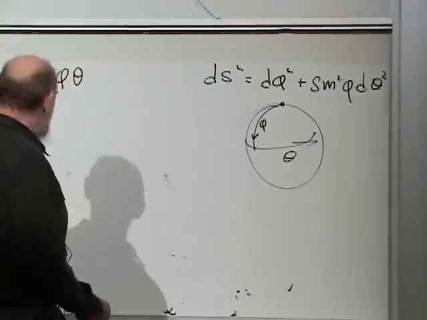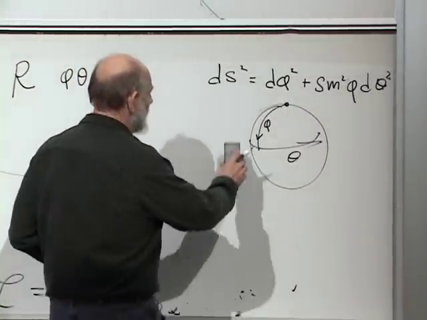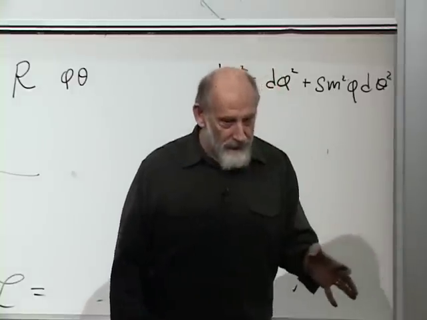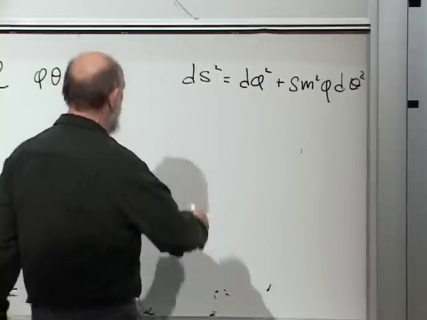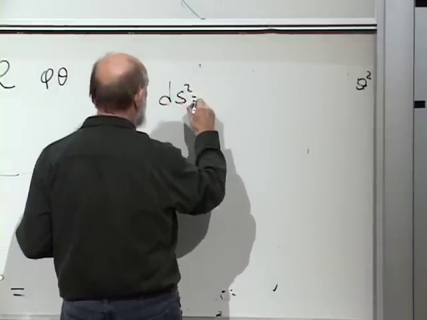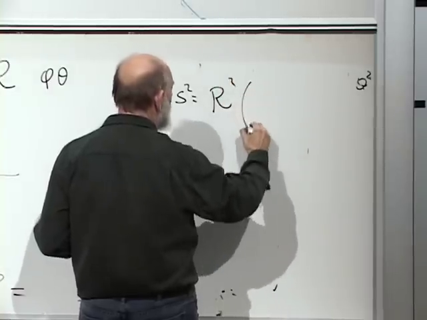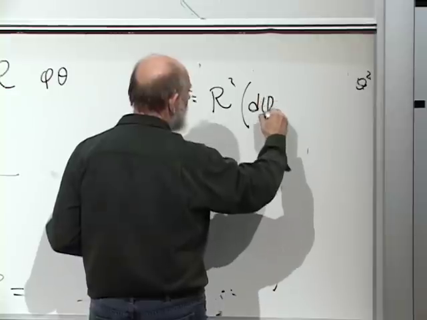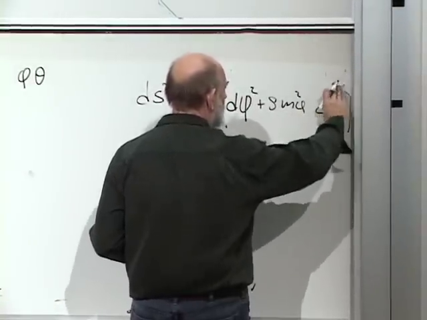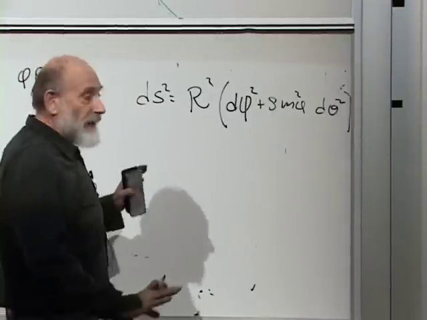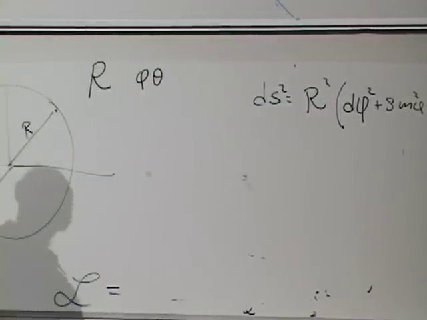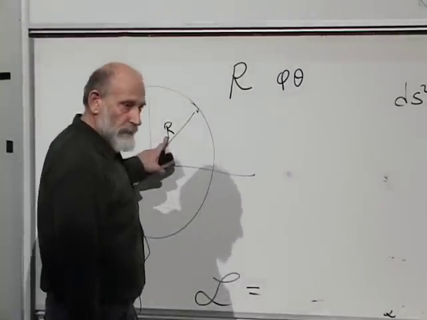Now, supposing the sphere has radius r, what do we do with it? We just multiply it by r squared. Every squared length is r squared times bigger than it would be on the unit sphere. So it just becomes r squared times d phi squared plus sine of phi squared d theta squared. Did I get it wrong again? Not yet. You're right. This is the metric on the sphere itself. All right, so that's the metric between points on a sphere of radius r.